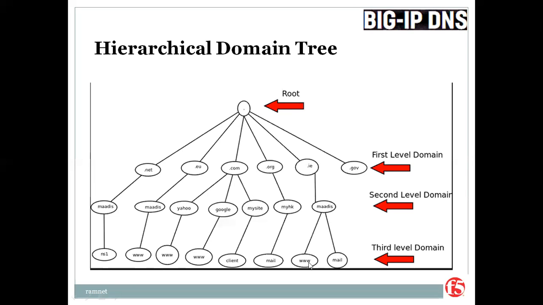Normally we start from here only: www.madis.io, mail.madis.io, mail.myhk.org, client.mysite.com, www.google.com. The dot will come in the root. So the root is the dot, and from there we can make multiple levels of domains. This is how the domain architecture goes on, a hierarchical domain tree.